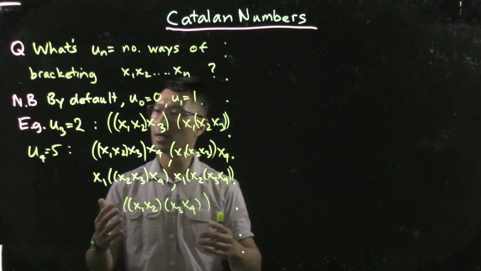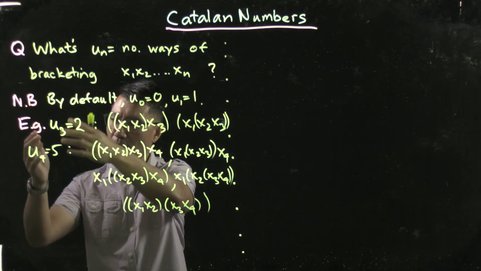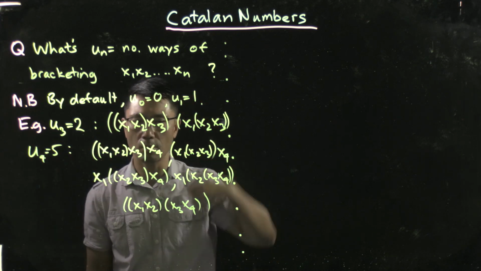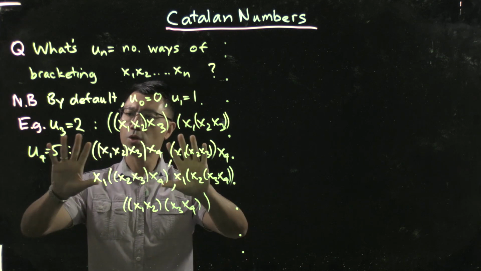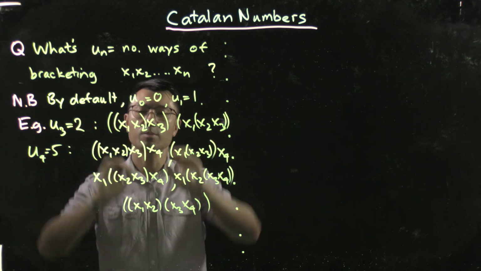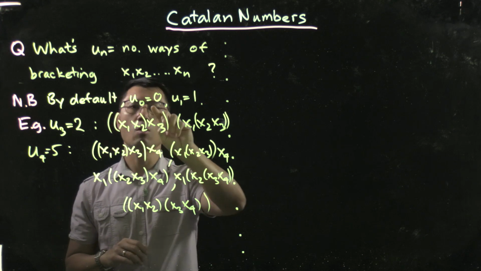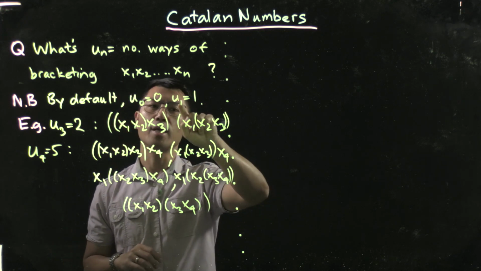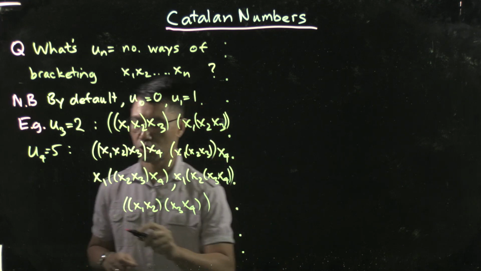The question is, how does this sequence vary as you increase the number of variables? To do this, we'll define un even when n equals 0 by some default values, and you'll see later why we have these default values. The default values are: when n equals 0, u0 equals 0, and when n equals 1, u1 is equal to 1. Let me tell you how to answer this question.